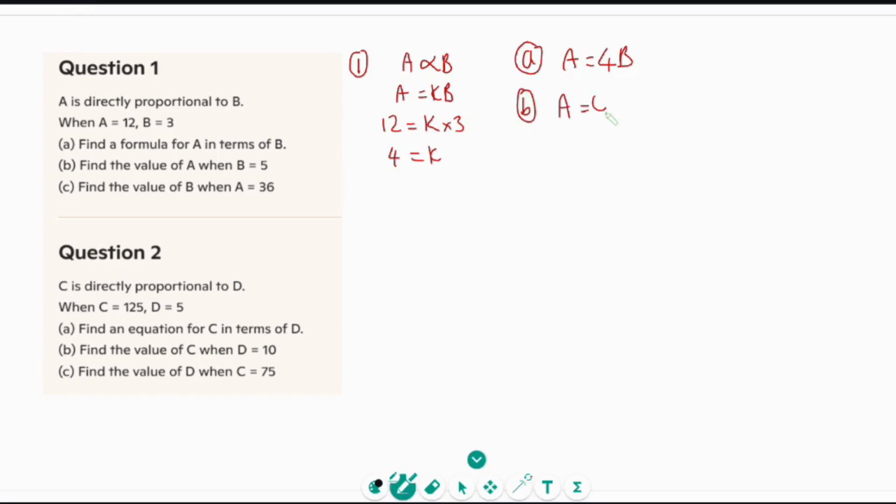I know A is 4B. Find the value of A when B is 5. A is equal to 4 times 5. A is 20. And C, find B when A is 36. So replace A for 36. Divide both sides by 4. Gives us B is 9.